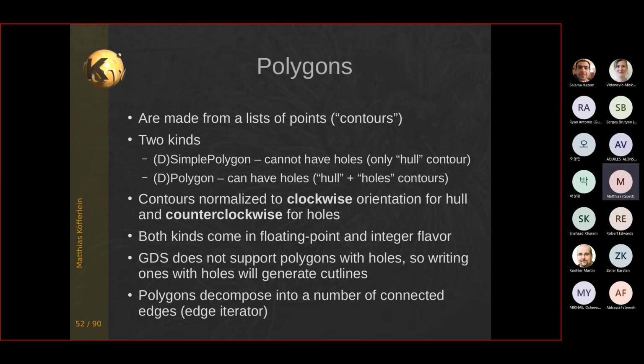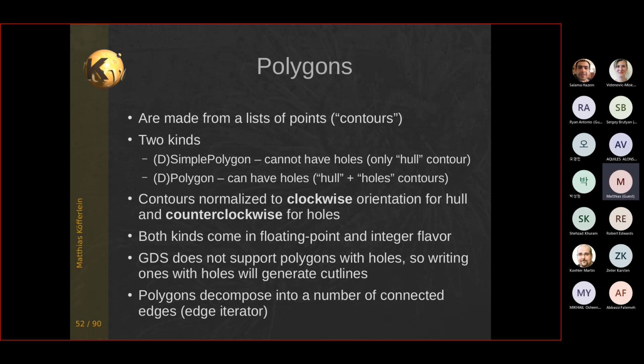Okay, and KLayout has a second kind of polygon, which is not a simple but a normal polygon. And the difference is only that normal polygons also can have holes. So imagine you can create a torus, which is a circle and a hole, or a donut shape, so a circle and a hole.